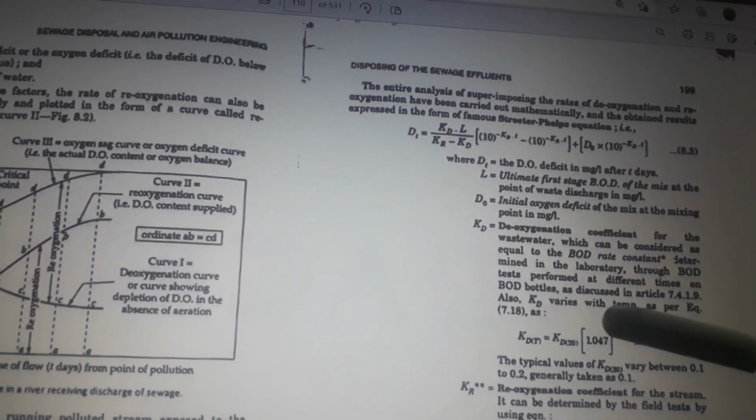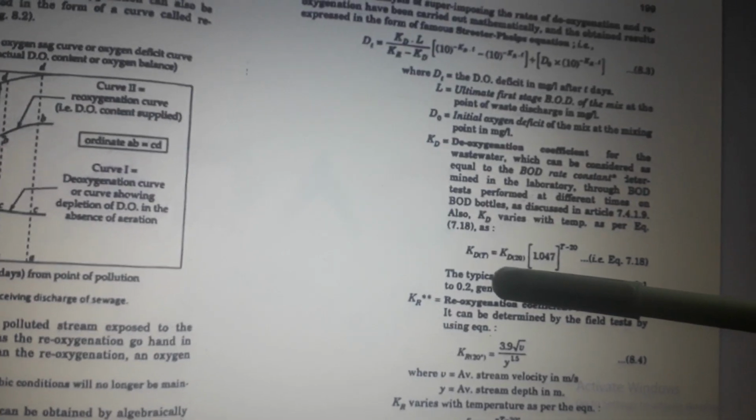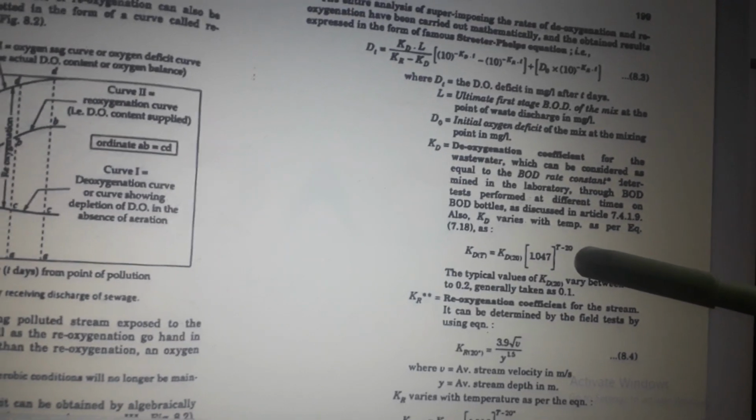Also, Kd varies with temperature as per equation 7.18 as Kd T is equal to Kd 20 into 1.047 raised to power temperature minus 20. The typical values of Kd 20 vary between 0.1 and 0.2, generally taken as 0.1.